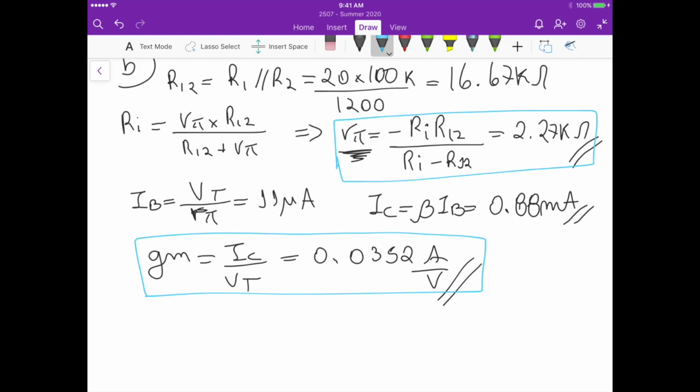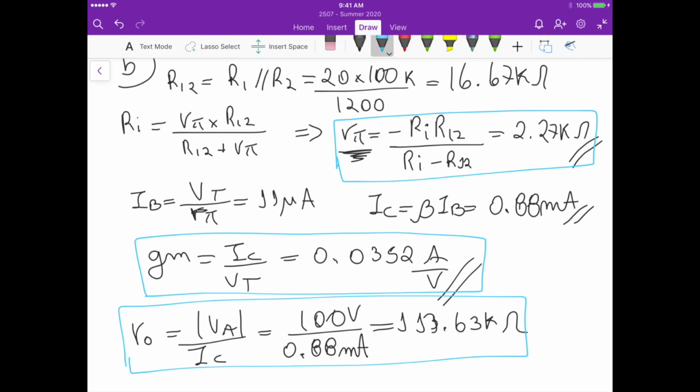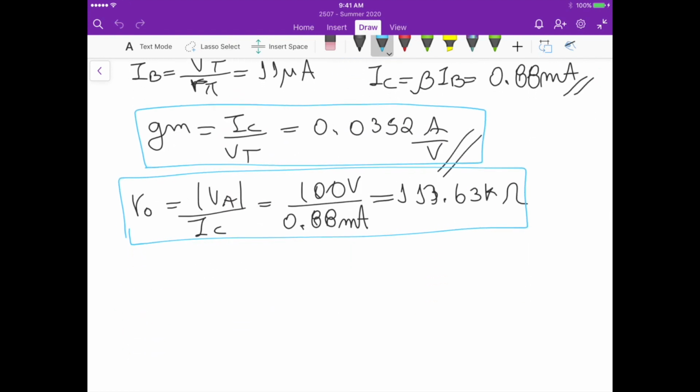We are just left with the output resistance, the small signal resistance. So our out is just the Early voltage divided by the collector current, and that's equal to 100 volts divided by 0.88 milliamperes. So this is 113.63 kilo ohm. So that's the third parameter.